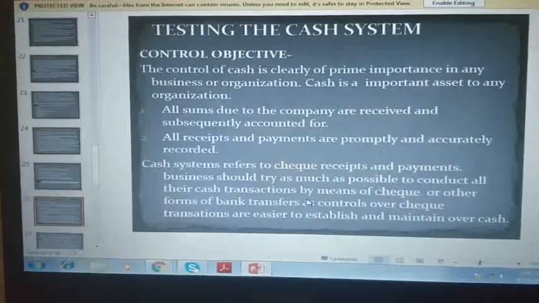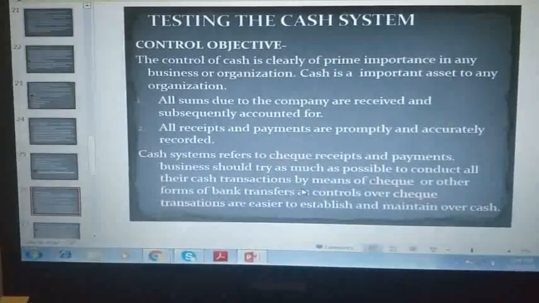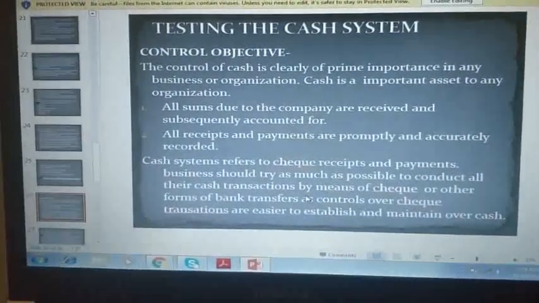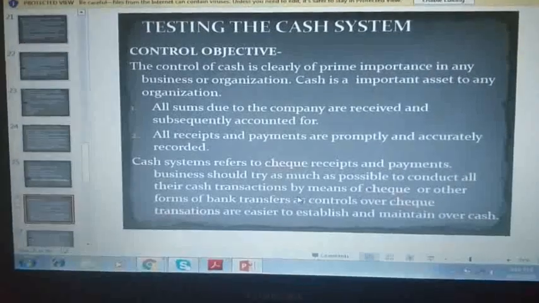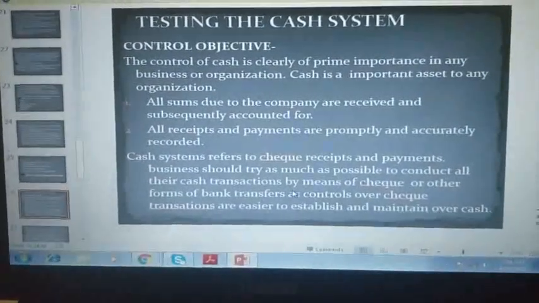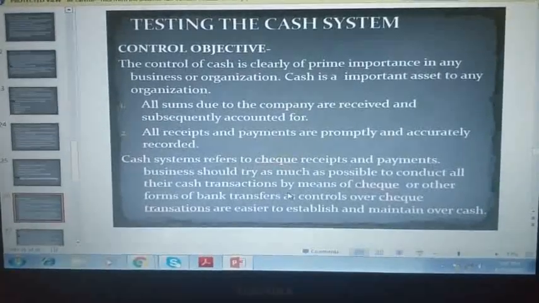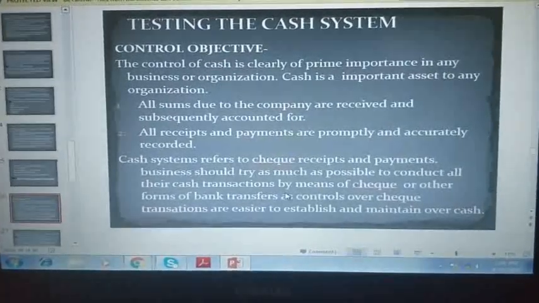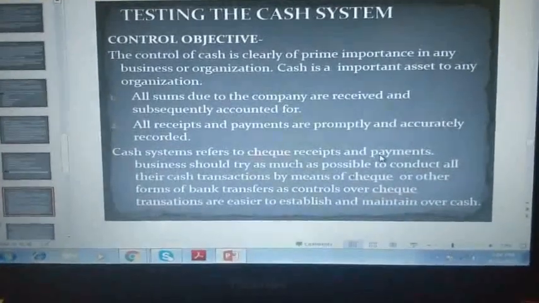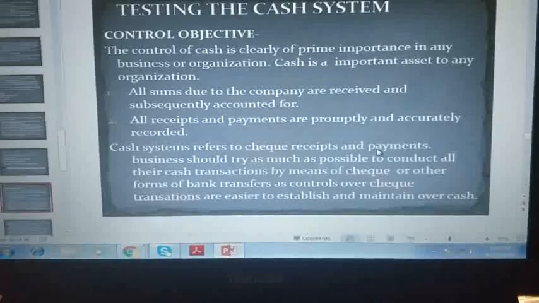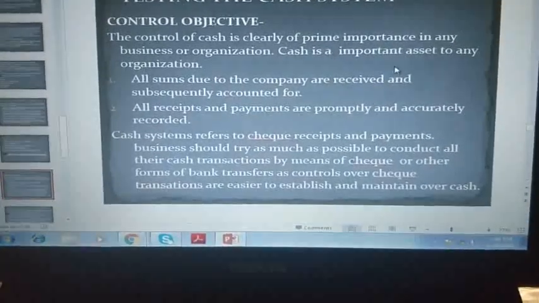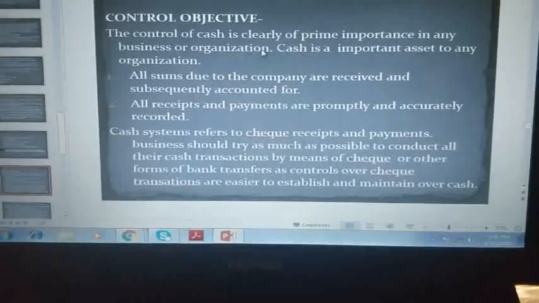Now, moving on to your next topic, testing the cash system. What is this? First, you take into consideration your control objective. The control of cash is clearly of prime importance, as cash is the most important asset of any organization. As we all know, finance is the lifeblood of any business activity, and without finance no organization can survive. So the control of cash is of prime importance in any business or organization.